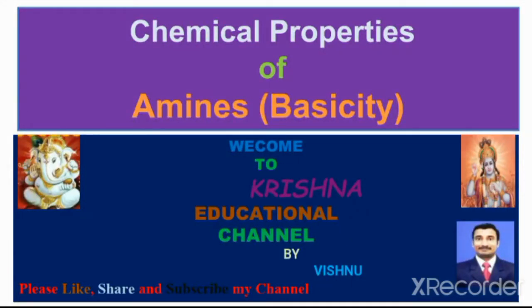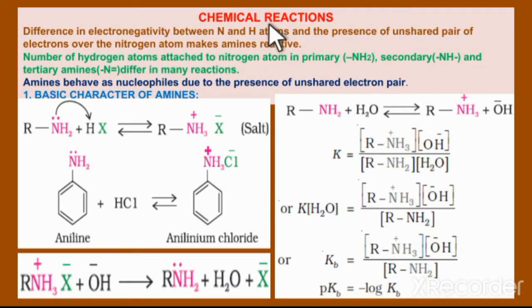In this video I am going to explain the chemical properties of amines, especially the basicity of amines, in class 12th chemistry. The chemical reactions of amines are mainly due to the electronegativity difference between the nitrogen and hydrogen atoms present in amines. In addition, the unshared pair of electrons present on the nitrogen also makes the amines more active.